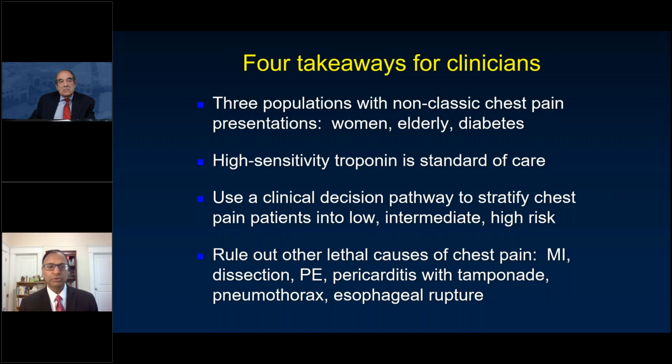It is critical to use a clinical decision pathway to stratify chest pain patients into low, intermediate, and high risk. And the job of ED clinicians, ED physicians, cardiologists, other healthcare workers is to not just rule out MI or rule in MI, it's also to rule out other lethal causes of chest pain, including dissection of the aorta, pulmonary embolism, pericarditis with tamponade, pneumothorax, and viscus rupture.